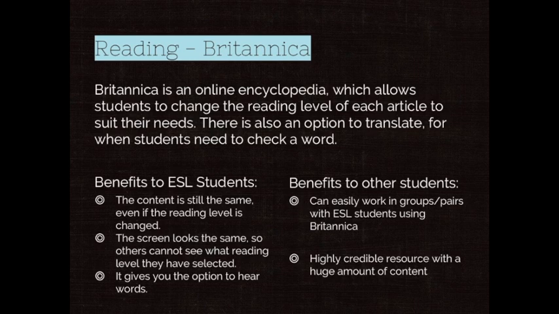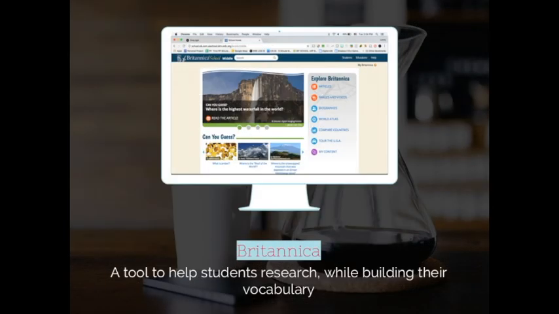They can also hear the words out loud. If they get really stuck, they can translate some of the words as well, as it has a built-in Google Translate tool. And again, the content is still the same. Now, Britannica is a really useful resource for all of our students, so it doesn't mean that ESL students will be doing something else. Other students can work on this. If students are working in a group with an ESL student, they can still be looking at the same resources, just at different levels. So this is what Britannica looks like, and you can get access to this through our library website.